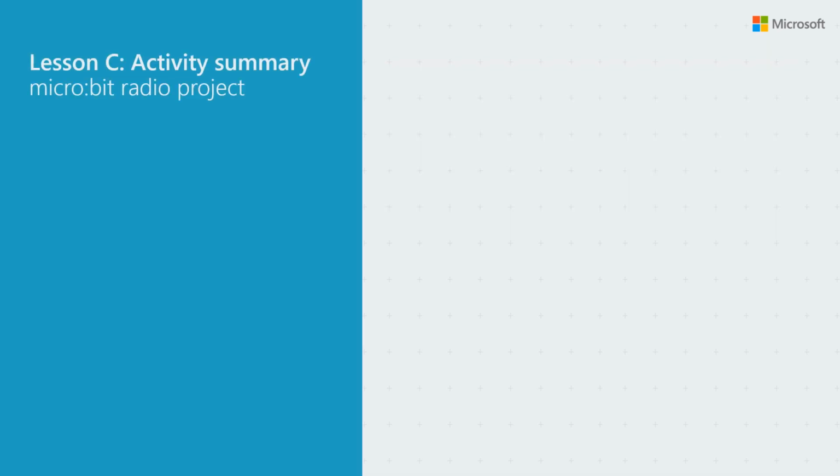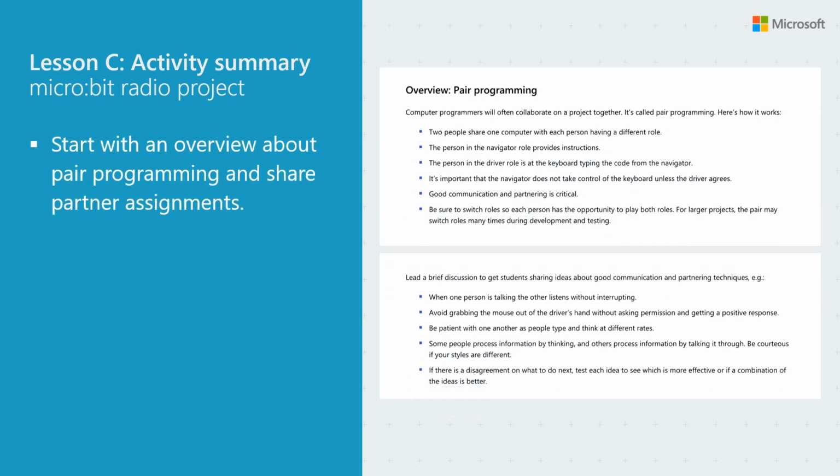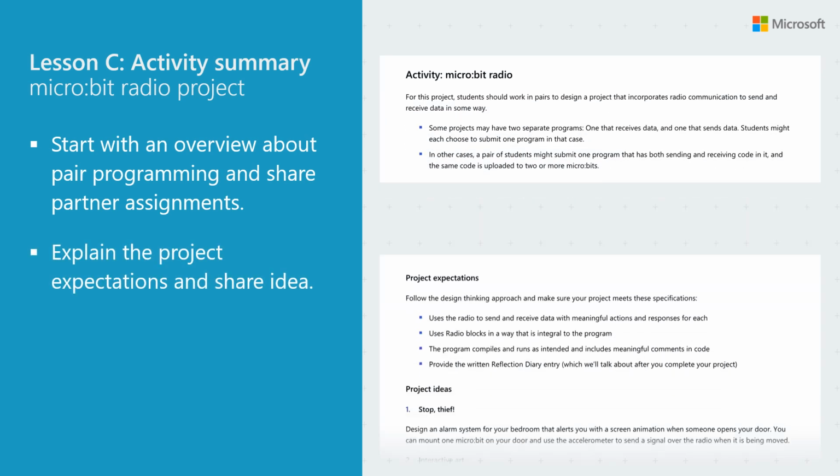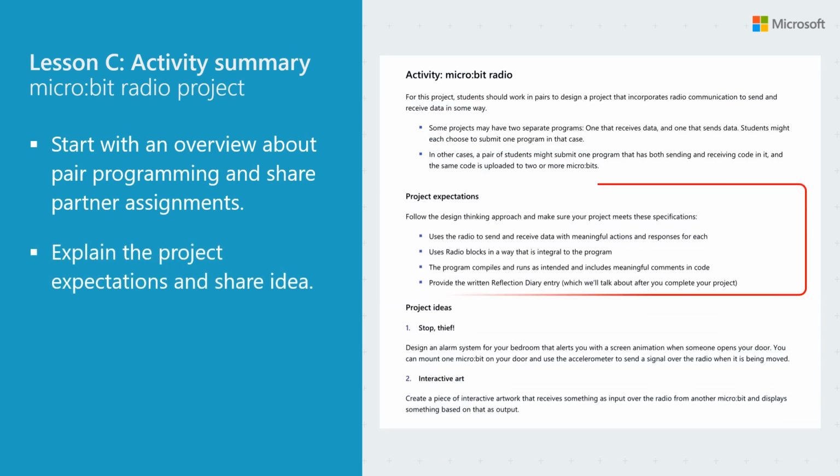And then finally, for lesson C, you're going to start with an overview about pair programming. Then you'll want to share the partner assignments. Then you'll explain the project expectations of collaborating to design a project that uses radio communication to send and receive data in some way.